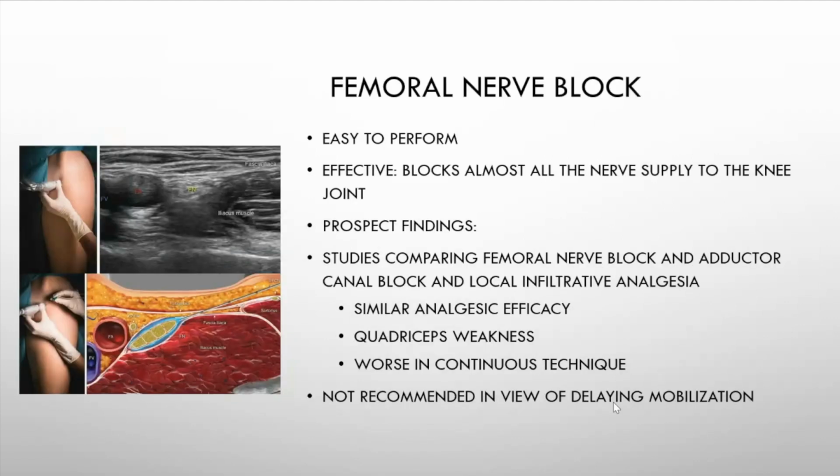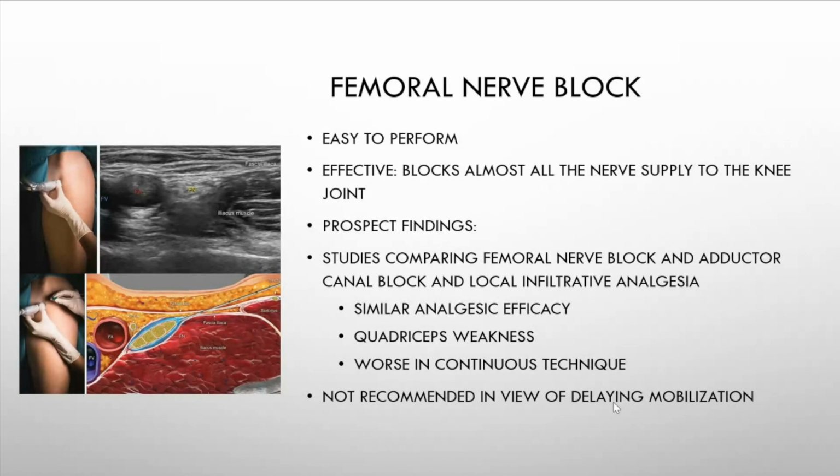How about femoral nerve block? Well, just now I mentioned that femoral nerve block is actually a very effective nerve block to be done for total knee replacement. It's easy now with the ultrasound guided technique. It can be easily achieved, and it effectively blocks all the nerves that supply most of the anterior knee joint, which is where the pain from TKR comes from. As for the PROSPECT findings, they studied the papers that compare femoral nerve block with adductor canal block and also local infiltrative analgesia. They found that it has similar efficacy.